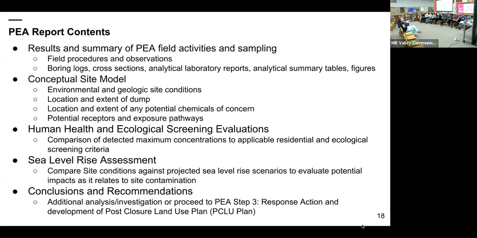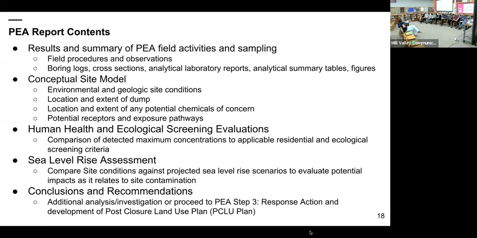And so then this slide just shows the report contents from our PEA. The preliminary endangerment assessment will gather all the data, get all our lab results back, and the report will summarize all the field procedures we use, any observations we observed while we were out there collecting the samples or doing the drilling. It'll include figures, boring logs of the borings that we did, cross sections to show a subsurface view of the site, the extent of waste that we have, the locations where it's at, concentrations, where the highest concentrations are located.